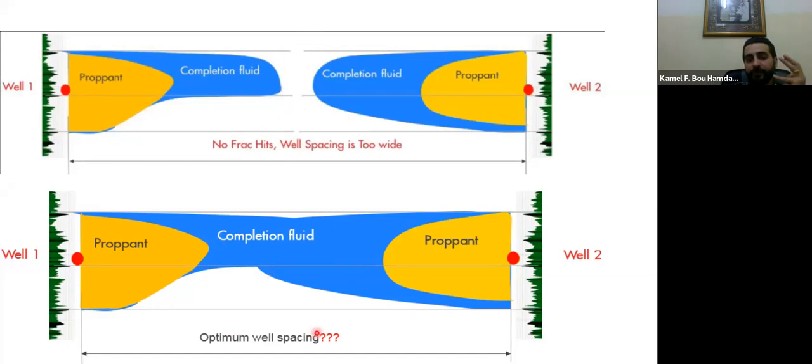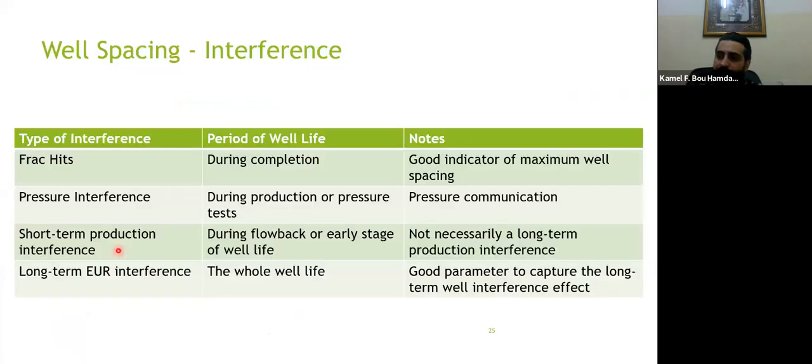Therefore, we prefer frag hits because we are able to stimulate all of the areas, and at the same time, the proppants did not really interact together. So in interference, we are looking at these things: the frag hits, pressure interference, short-term production interference, and long-term EUR interference. Frag hits occur only during the completion, while you are stimulating the wells.